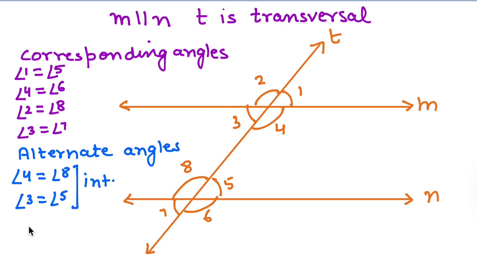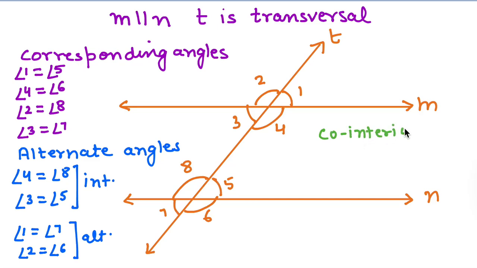And similarly, there are exterior alternate angles. Angle 1 on the right hand side, angle 7 on the left hand side, angle 2 on the left hand side, angle 6 on the right hand side. These are alternate angles. And the third property is co-interiors.